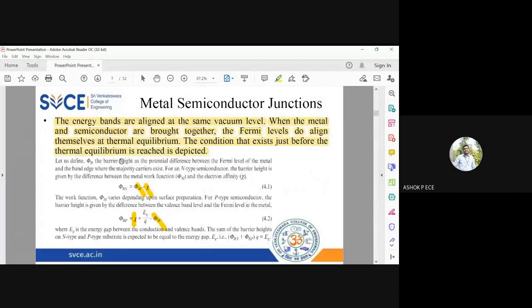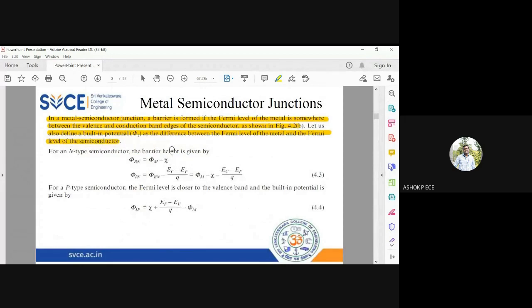For n type, the same formula. See here, phi bn equal to phi m minus x. So take this phi m minus x, and this x is electron affinity. Electron affinity is given by the difference between the conduction band and Fermi level, EC minus EF by Q. Okay, so phi 1n means it is the built-in potential of the n-type semiconductor region. So phi 1n equal to phi bn minus this value, and for phi bn substitute this one, phi m minus x, minus EC minus EF by Q.